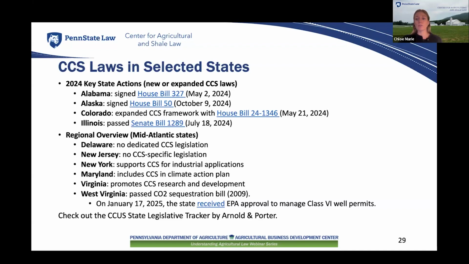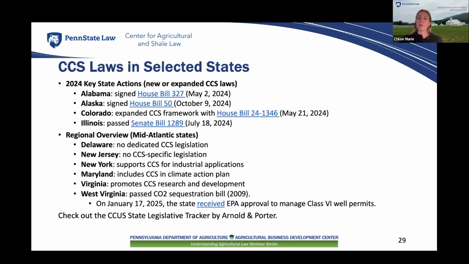So Alaska's governor signed House Bill 50 into law in October 2024. It sets up a process for transferring pore space ownership and ensures long-term monitoring is funded. It also provides that after 50 years, the state will take on responsibility for the CCS project. The law also makes public lands available for future CCS projects.